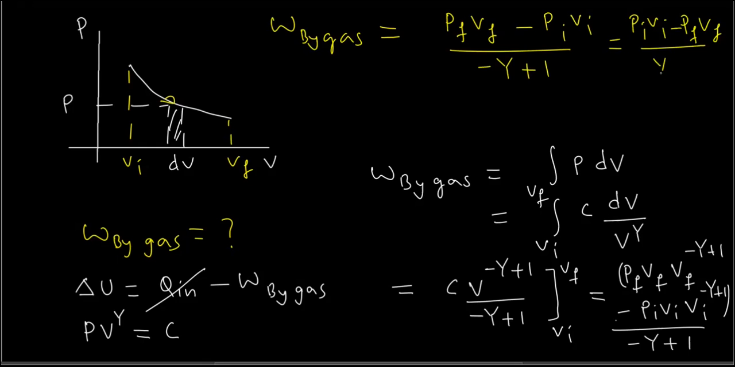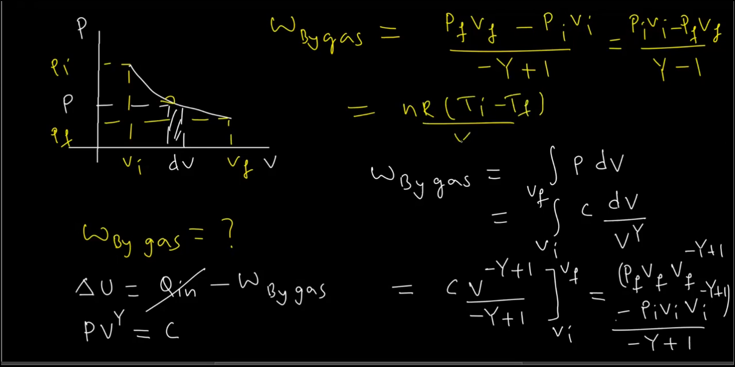But I think I made a mistake by not giving you the pressures. I should have given you, because the answer can be expressed only in that. But suppose I want to write it in terms of temperature, I can also write this as NR into initial temperature minus final temperature by gamma minus 1. So either of the expressions is okay. You understand? So maybe I made a mistake there. I should have given you initial and final pressures also, or temperatures.